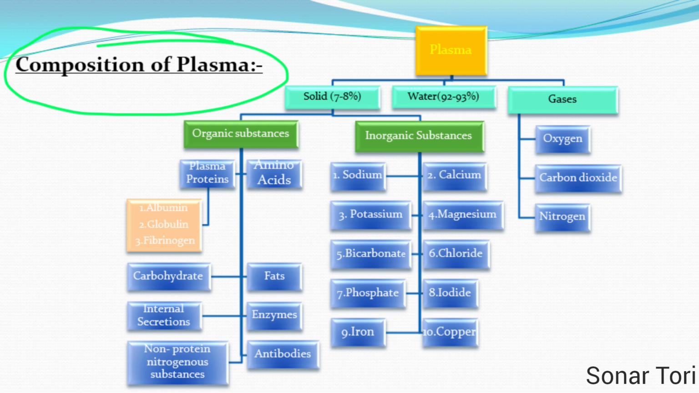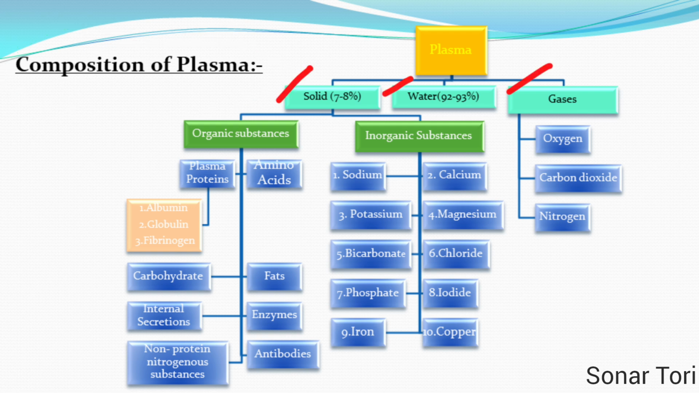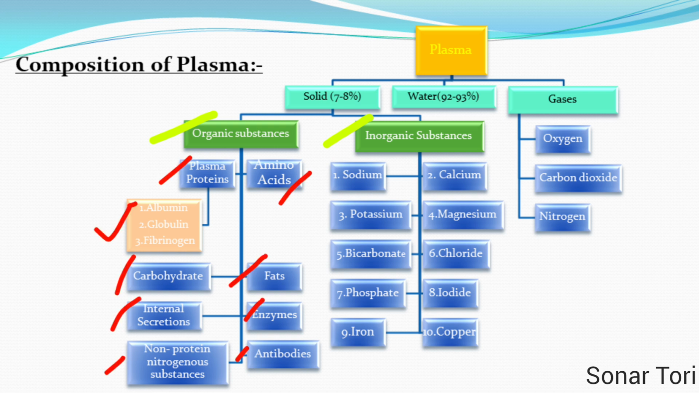Composition of plasma. Plasma can be divided into three parts: the solid part 7 to 8%, water 92 to 93%, and the gases. Oxygen, carbon dioxide, and nitrogen gases are present. The solid portion can be divided into two types, organic and inorganic substances. Inorganic substances include sodium, potassium, calcium, magnesium, bicarbonate, chloride, phosphate, iodide, copper, iron, etc. And in the organic portion there are plasma proteins that include albumin, globulin, fibrinogen.